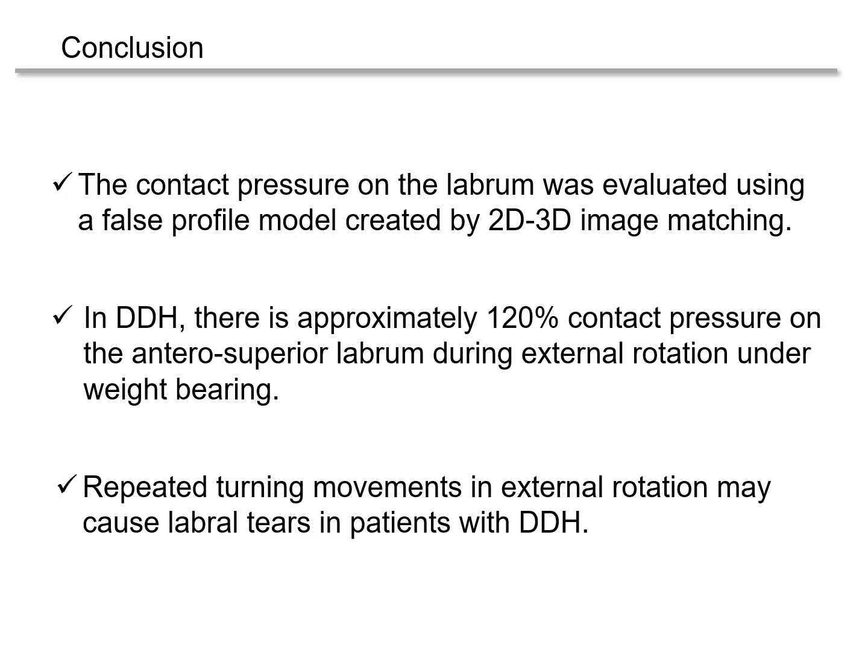Conclusion: the contact pressure on the labrum was evaluated using a false profile model created by 2D-3D image matching. In DDH, there is approximately 120% contact pressure on the antero-superior labrum during external rotation under weight-bearing. Repeated turning movements in external rotation may cause labral tears in patients with DDH.